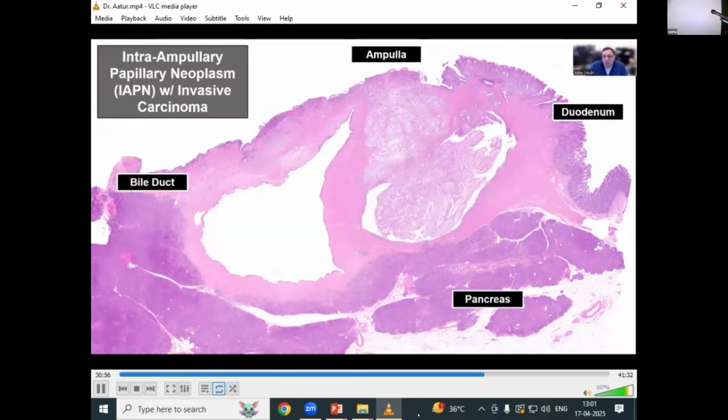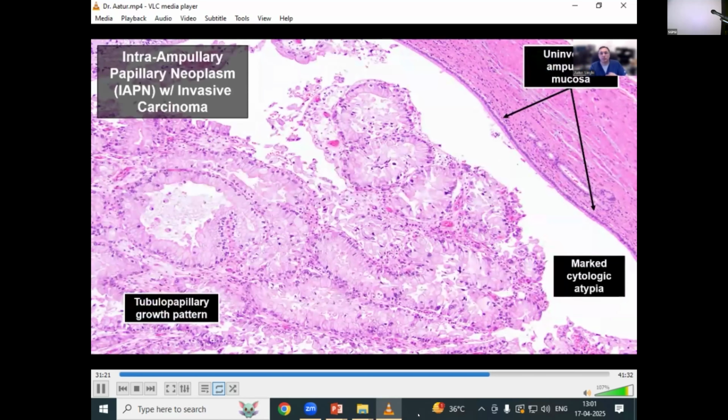Now, in addition to the issues that I mentioned with regards to T-staging, additional problems that may be encountered are when staging in the presence of an intraampullary papillary neoplasm, or an IAPN, that almost always has an associated invasive adenocarcinoma. These neoplasms often fill up the small ductules of the ampulla and as a precursor can involute and grow downward into the biliary and pancreatic ductal system, and are characterized by both tubular and papillary growth patterns.